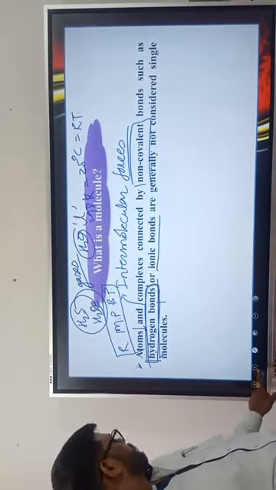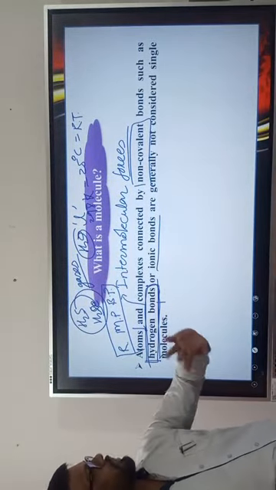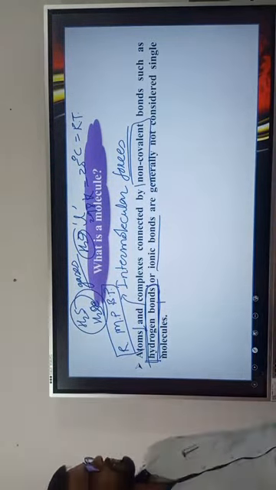Okay. So hydrogen bond or ionic bond, they are generally considered as a single molecule. That means two molecules or two atoms which are connected to each other by ionic bonds or hydrogen bonds are considered as a single molecule. Okay. Now classification of matter.